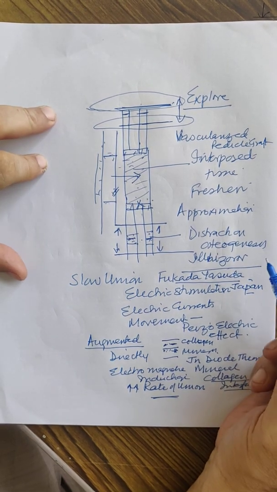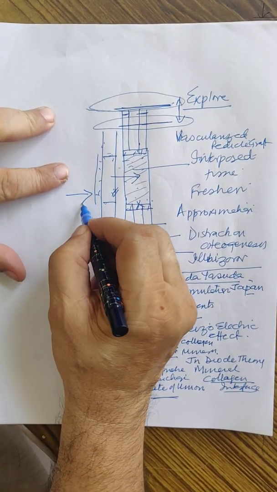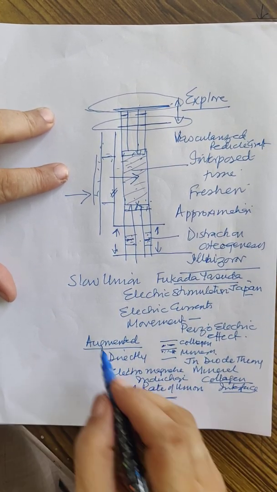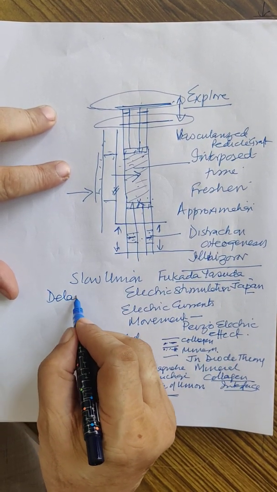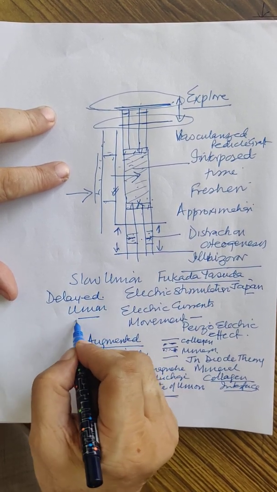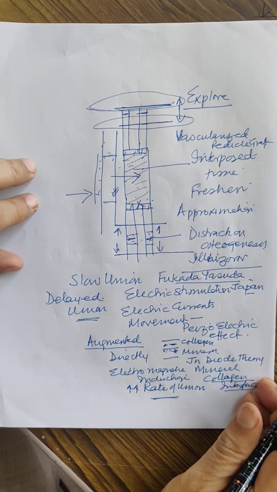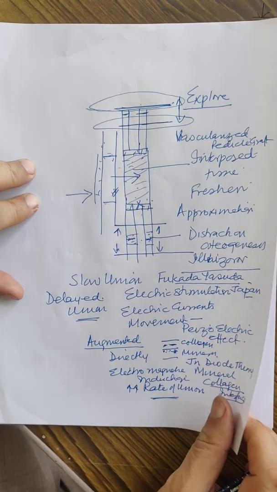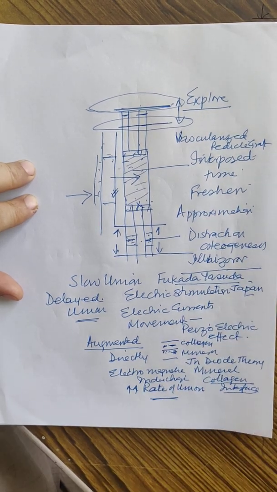So this in short is how you deal with non-union and how you deal with slow union or delayed union in case of fracture both bone of leg. So this in short finishes the fracture both bone of leg.